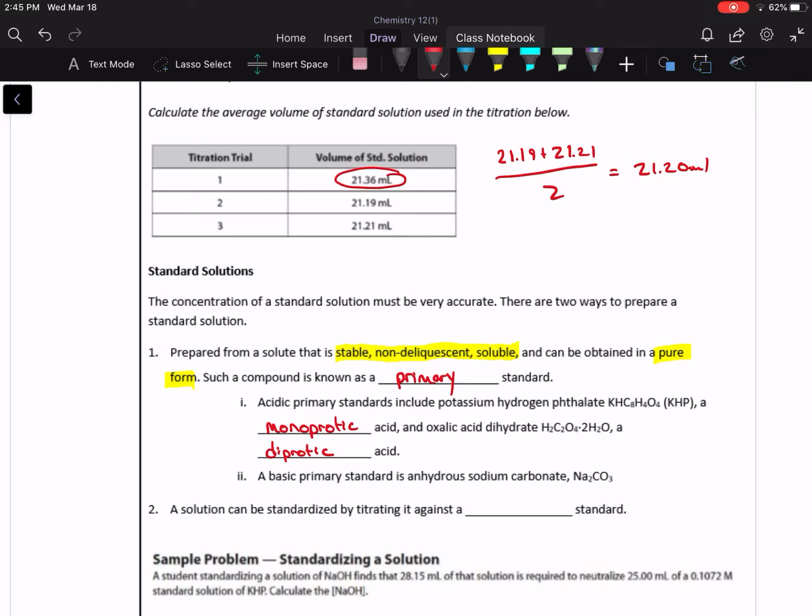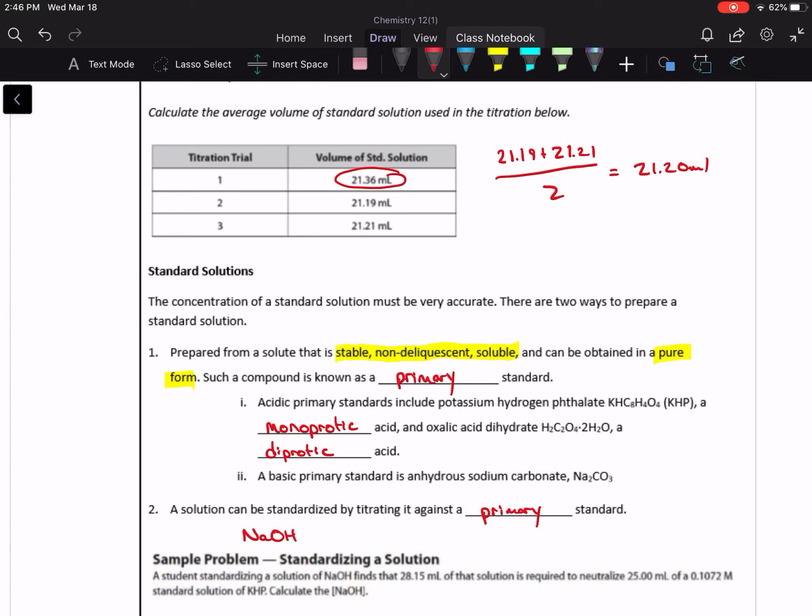Another way of obtaining a standard solution is to actually standardize it by titrating it against a primary standard. So for example, sodium hydroxide is often used in titrations. However, sodium hydroxide is not a primary standard.